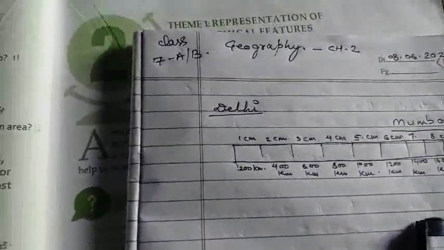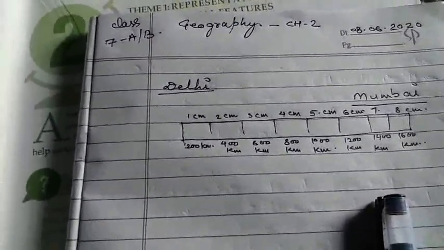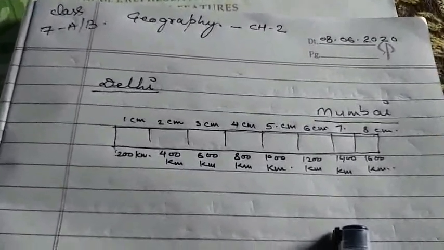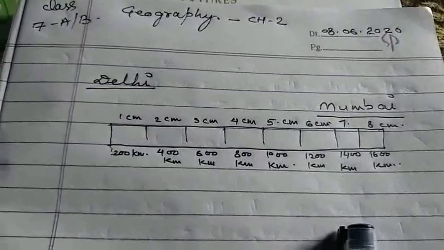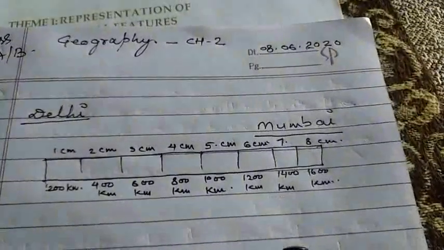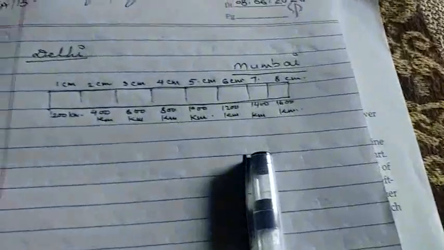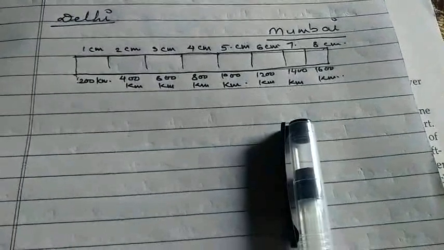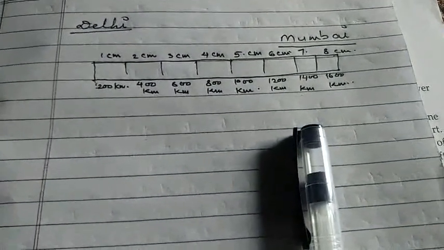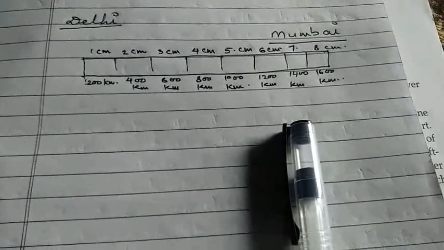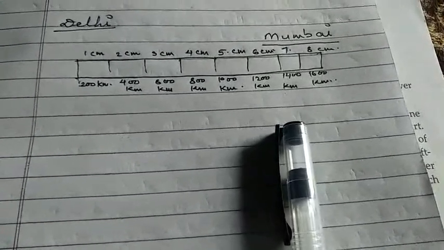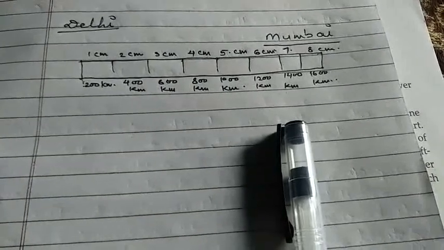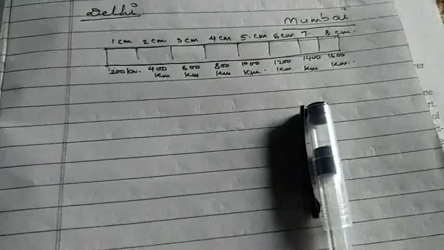Now I will explain to you on the sheet of copy what a verbal statement scale means. For example, I have made a diagram here. There are two big cities of India, Delhi and Mumbai. On the map, we are measuring with the graphical scale. Here, one box is 1 centimeter and one box has a value of 200 kilometers. So, from Delhi to Mumbai, it is 8 centimeter. If 1 centimeter is equal to 200 kilometer on the ground, then how will we measure it?